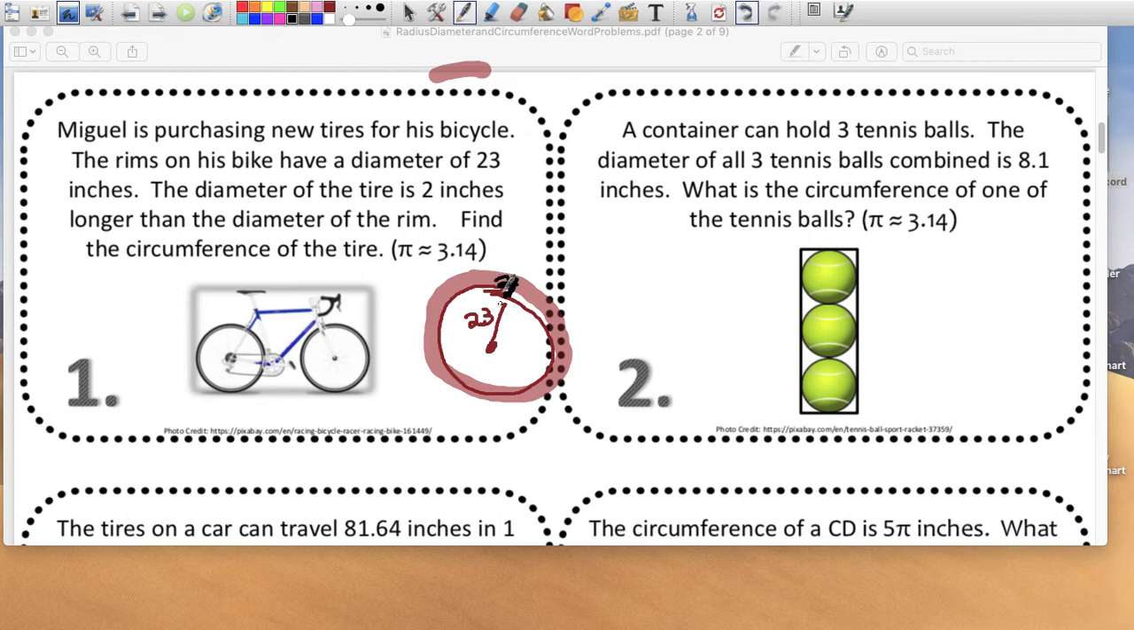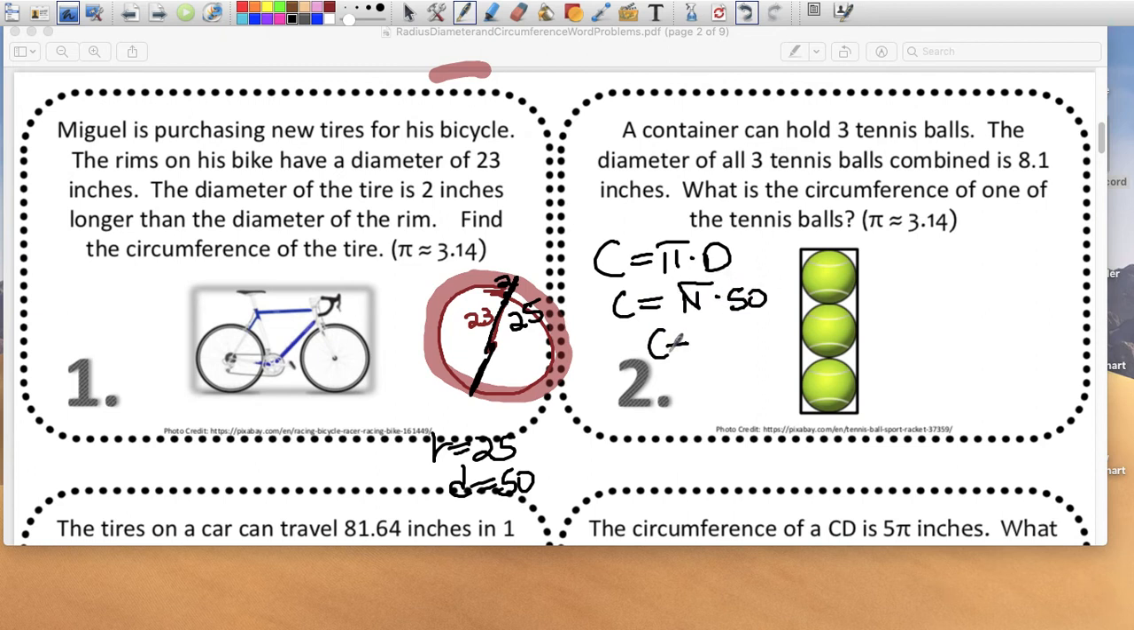Now remember, we want the circumference of the tire, which is the outer circle. So C equals pi times d. The radius would be 23 plus 2, which is 25. So the total radius here is 25 from here all the way to the outside, because you have to add the tire. So the radius is 25 and the diameter is going to be 50. C equals pi times 50. C equals 50 pi, and C equals 50 times pi, enter, which is going to give us 157.08 inches.